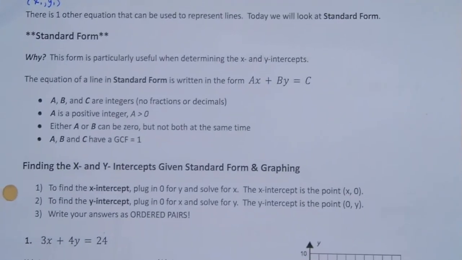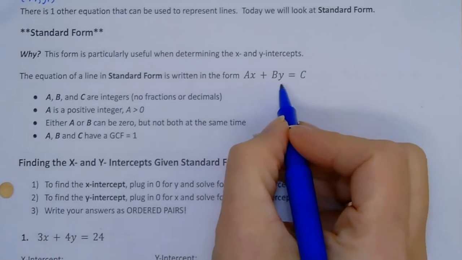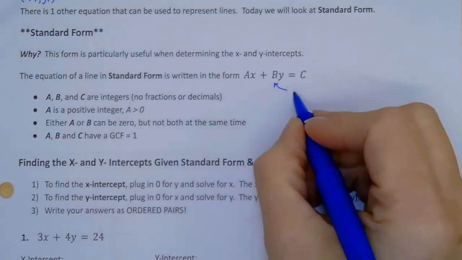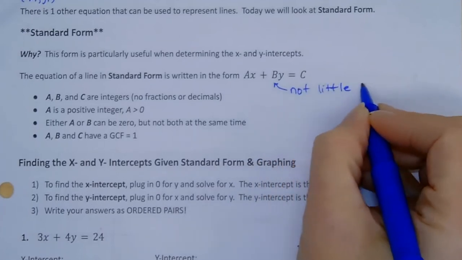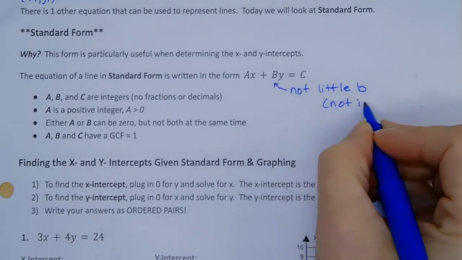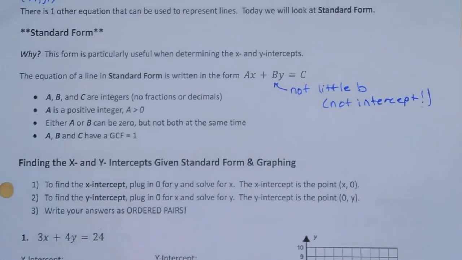All right, so we've got some rules about standard form. Standard form is written as ax + by = c. This is not the same as little b, because we already use little b as the intercept, so we are not talking about the y-intercept here. This is different. Just be aware of that. All right, so ax + by = c.